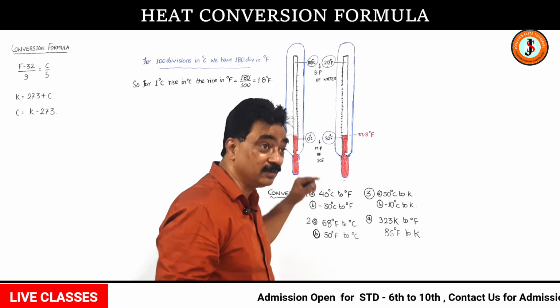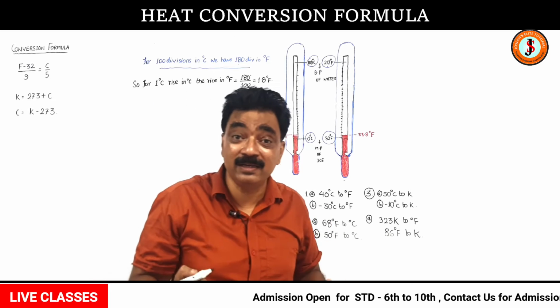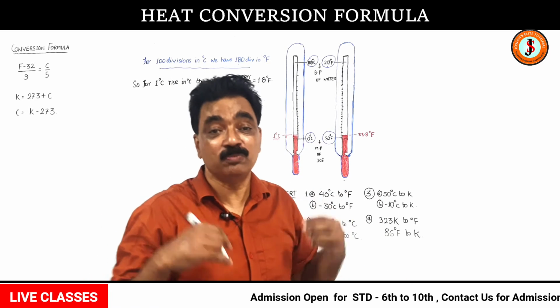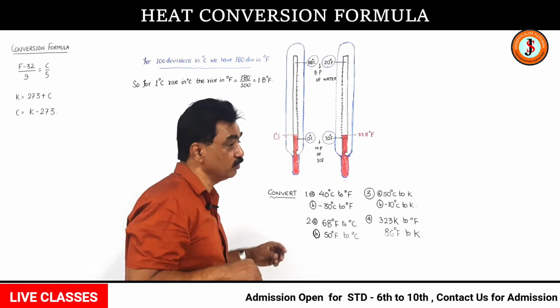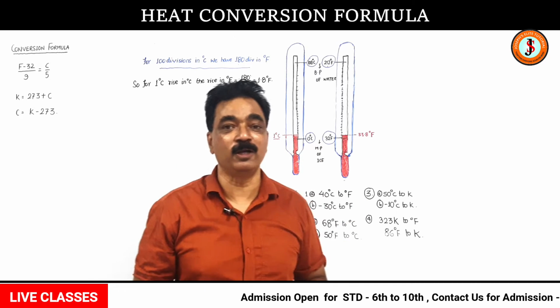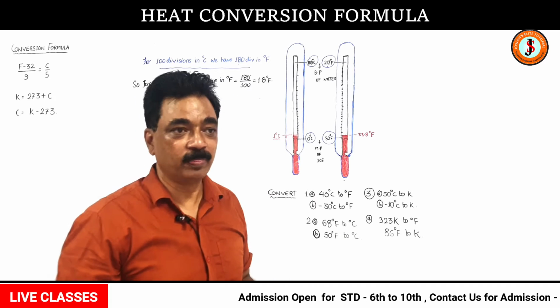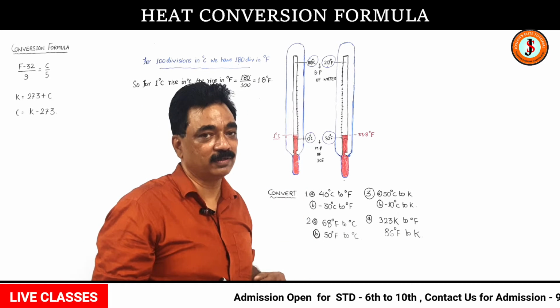For every 1 degree rise in degree centigrade, there is a 1.8 degree rise in Fahrenheit, or the reciprocal. So 1 degree centigrade will be equal to first 32 plus 1.8, that is 33.8 degree Fahrenheit. This is how we first have to understand the basic logic of the conversions.